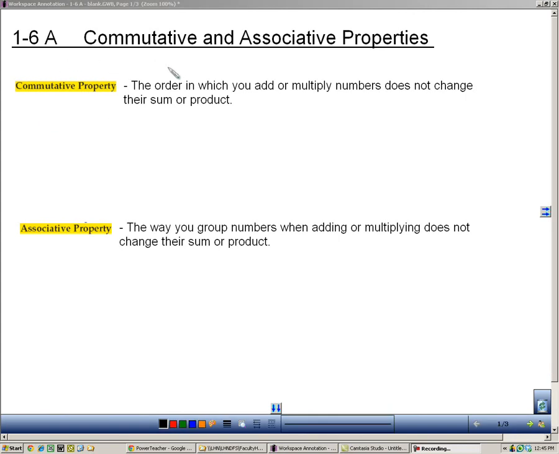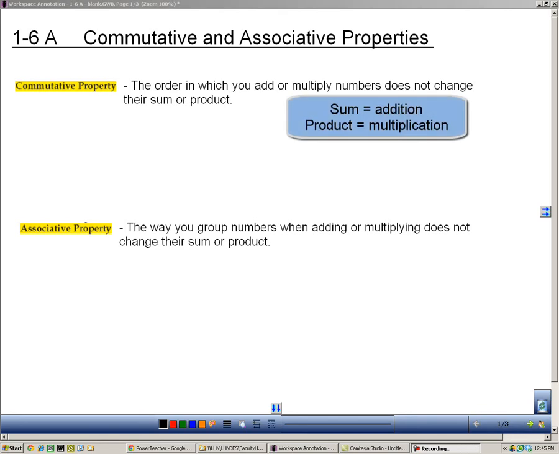Section 1.6a is about the commutative and the associative property. These two properties are things that you've probably been doing all along, you just didn't know what they were called. So we're going to start by defining the commutative property. It says the order in which you add or multiply numbers does not change their sum or product.